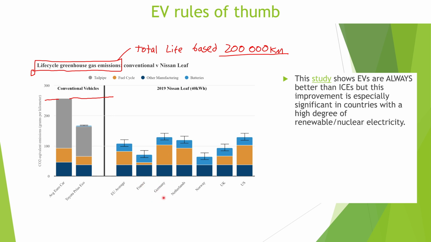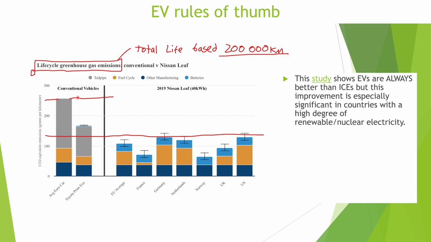So, for example, Germany and the United States of America have pretty poor, dirty grids, and even then, the total emissions per kilometer from manufacturing and use for an electric vehicle is substantially lower than it is for a conventional vehicle or even a hybrid. And that is what I was saying earlier, and I just thought I'd show it to you in graph form.